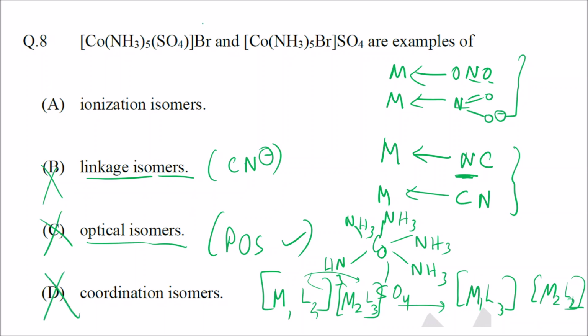So here what is happening is, the ligand inside is exchanged with the ion that is present outside the coordination sphere. That is why this is called ionization isomers. Sulfate has come outside the coordination sphere. Bromine is acting as a ligand. So the correct answer is option A.